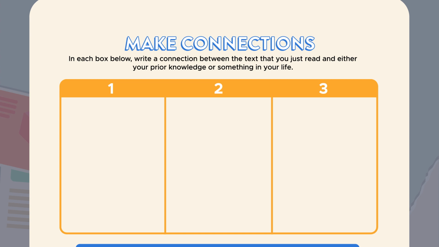Make connections. In each box below, write a connection between a text that you just read and either your prior knowledge or something in your life.